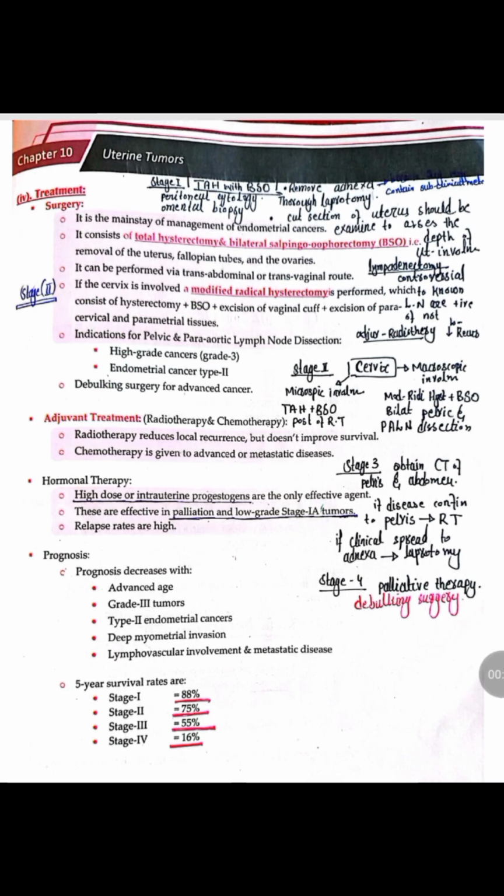Next is the adjuvant treatment. Adjuvant means the treatment that is given after the surgery. So they include adjuvant radiotherapy and adjuvant chemotherapy. Adjuvant radiotherapy reduces the chances of local recurrence, whereas adjuvant chemotherapy is given in case of advanced or metastatic disease. Similarly, we also give hormonal therapy that includes a high dose of progesterone, and it is given as a palliative treatment. We also give a high dose of progesterone in case of low-grade stage 1A tumor. But with hormonal therapy there are higher chances of relapse.